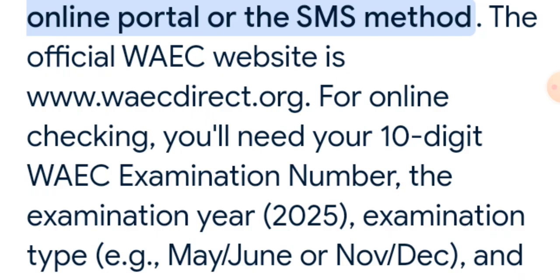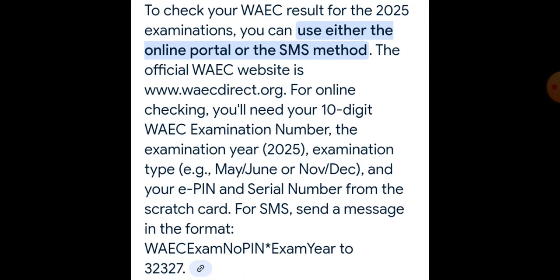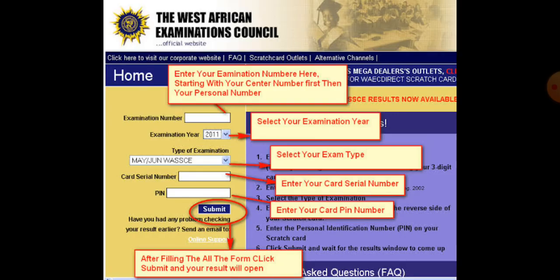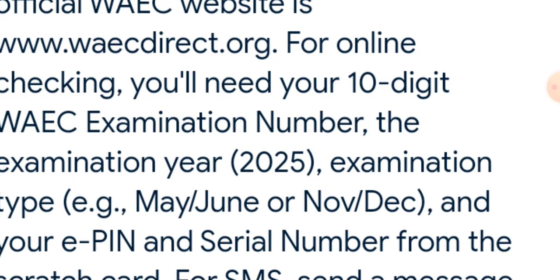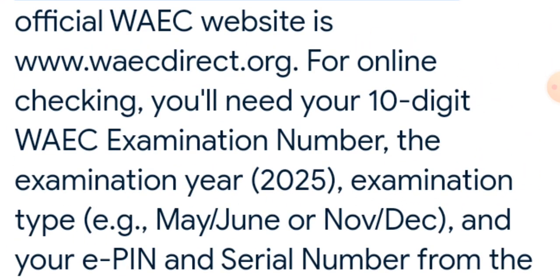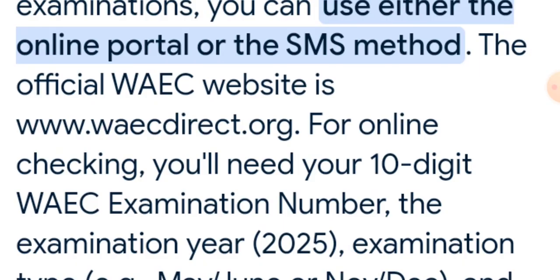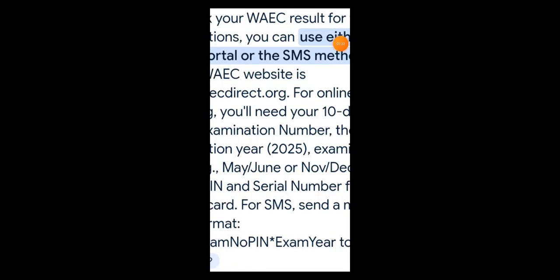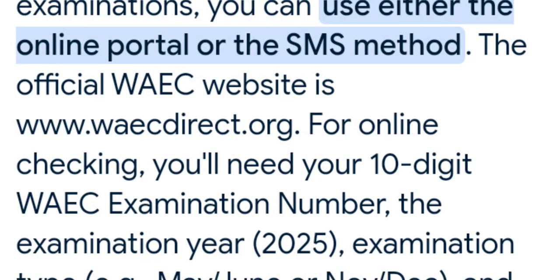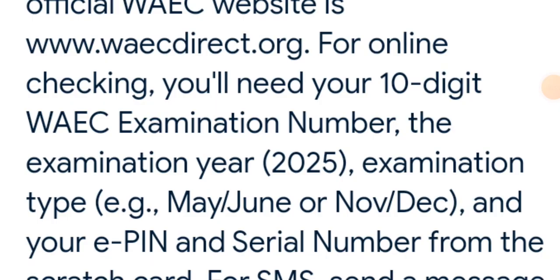www.waecdirect.org. Once you go to your browser and type it, for online checking, you will see this portal. This very portal will open for you, but we'll come to the portal later on. So quickly go ahead to your browser. When I say browser, I mean your Chrome or the Firefox on your phone, any app on your phone you use for browsing. You just click on this link for online checking.